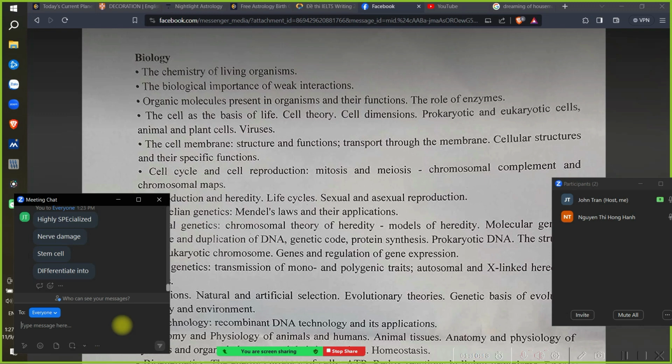And I wonder why it is daughter cells but not son cells. Why do they use daughter here?